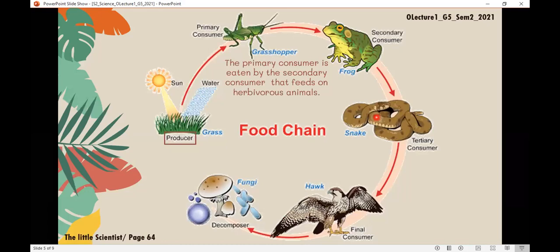One, two, three. The grass is eaten by the grasshopper. The grasshopper is eaten by the frog. The frog is eaten by the snake. The snake is eaten by the hawk. Listen to me. Right here, stop, because decomposers do not eat. Okay, be careful. Decomposers do not eat.